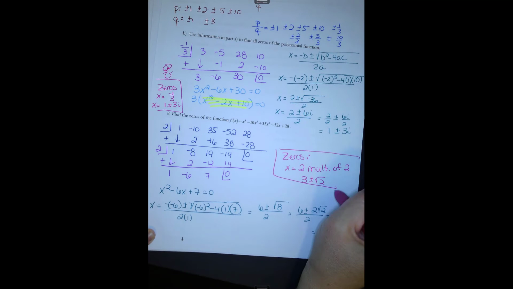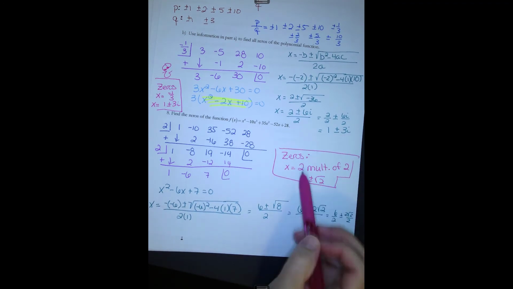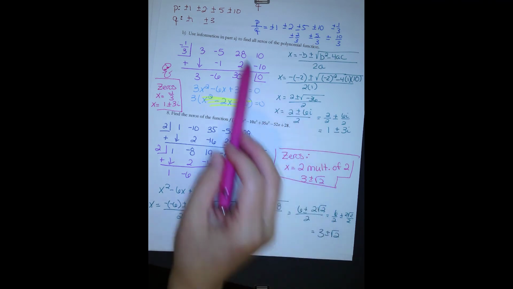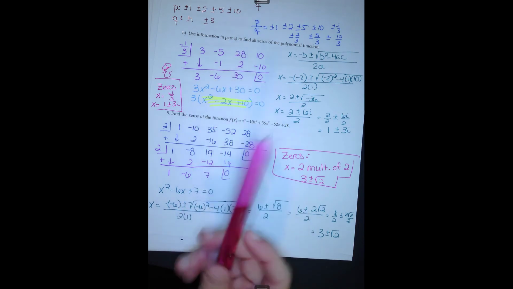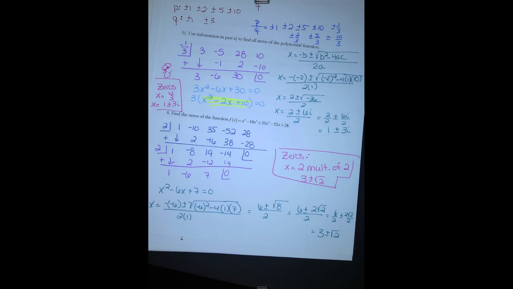Those happen to be all of our zeros, which makes sense because we would expect 4 answers because it is to the 4th. Just like on the problem above, it was x to the 3rd, and we should have 3 zeros of some sorts.